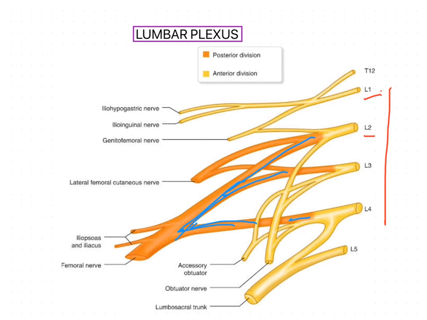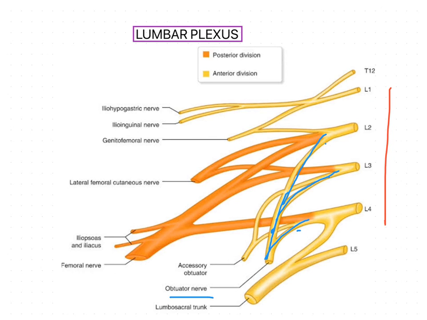Now what are the branches remaining? Ventral branches are remaining. What are the nerve roots? The L2, L3 and L4 ventral branches are remaining. The ventral branch of L2, the ventral branch of L3 and the ventral branch of L4, all these three unite to form the obturator nerve.